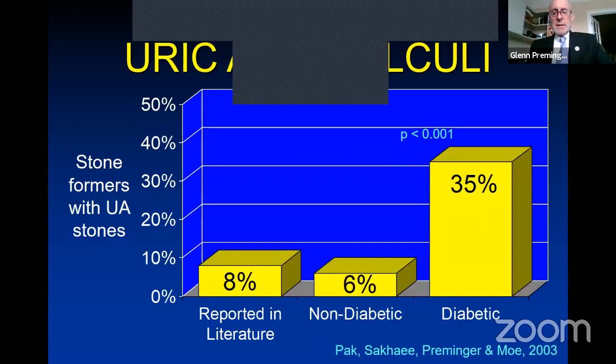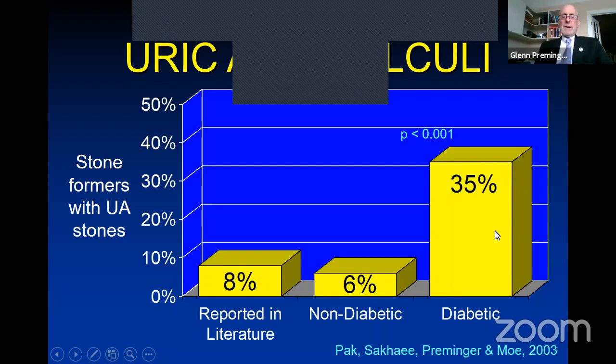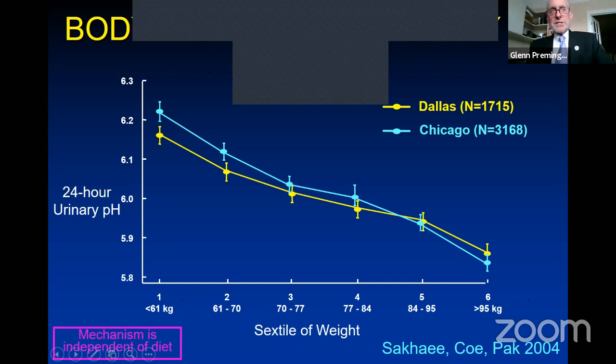And these are data from a large study that we performed a number of years ago, looking at patients with uric acid stones. The reported incidence of uric acid stones in the literature is about 8%, about 6% in non-diabetics. But if you were diabetic, you had about a 35% chance of having uric acid stones. And these data from the two largest stone clinics in the United States demonstrate that urinary pH is inversely associated with the weight of the patient. So as the patient became more obese, the urine pH would continue to drop. And so obesity is associated with acidic urine that increases the risk of both uric acid and calcium oxalate stones.